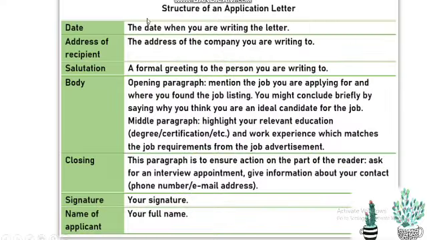Okay, here is the structure of an application letter. The first is date, second is address of recipient, salutation, body of letter, closing, signature, name of applicant. Okay, I will explain one by one. Date when you were writing the letter, and then the second is about address, the address of the company you are writing to. Ini adalah alamat yang dituju, perusahaan ya yang dituju.